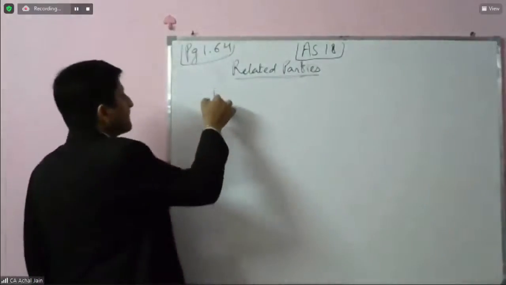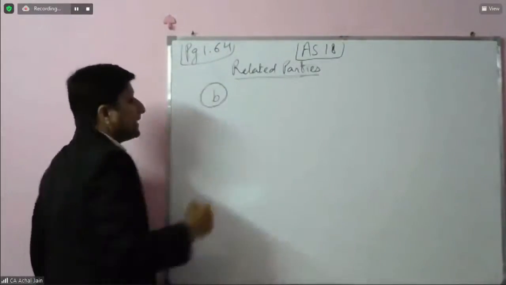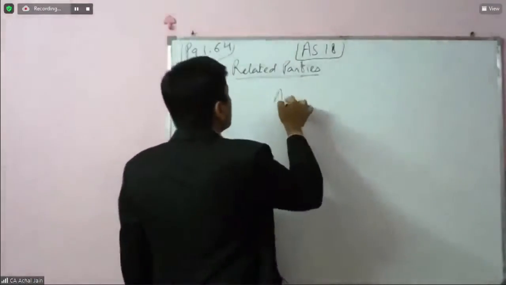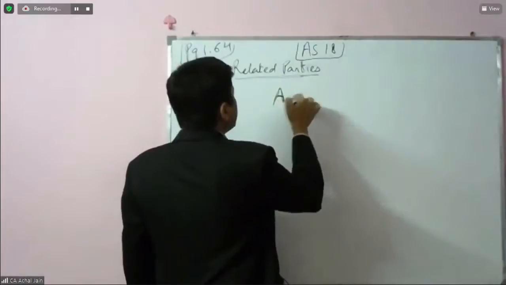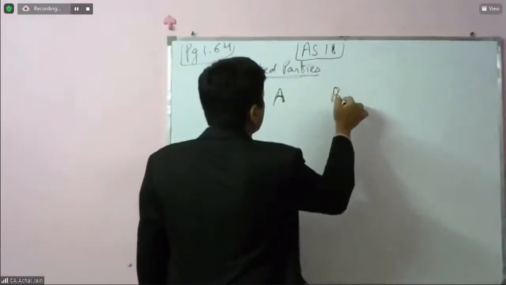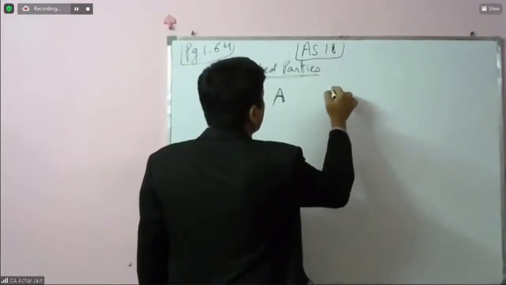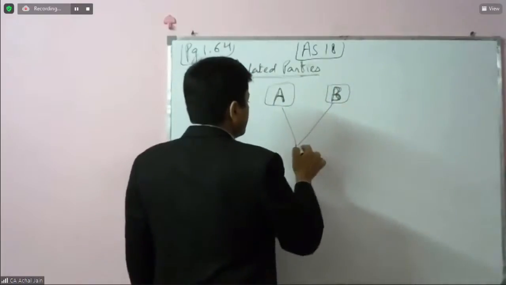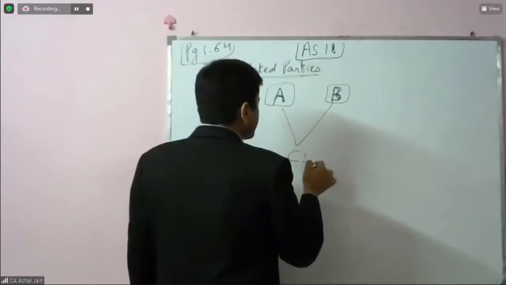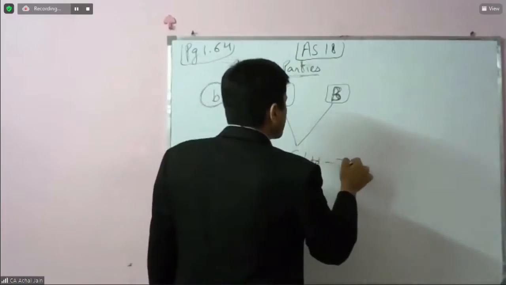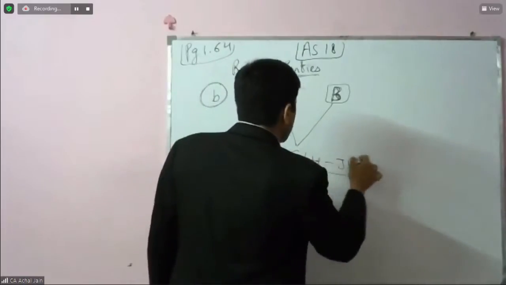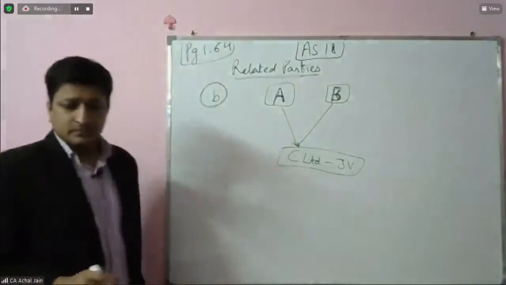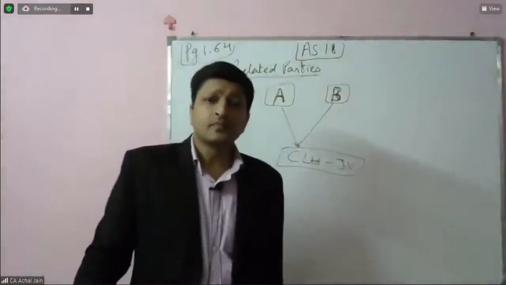B. Under B, it says, let's suppose A and B have formed a joint venture. They have formed a JV. JV means joint venture. So what does it mean?